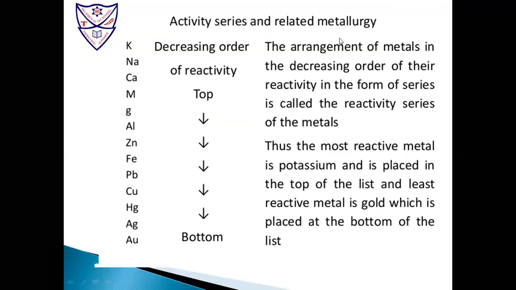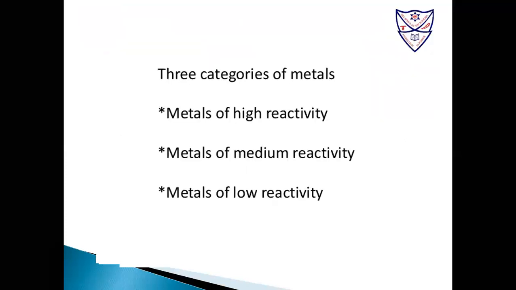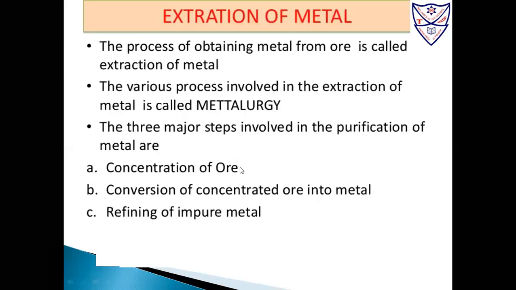So the arrangement of metals in the decreasing order of their reactivity, in the form of a series, is called what? The reactivity series of the metals. The first place is potassium, which is the highly reactive end, and the bottom is the low reactivity end. So there are three categories of metals: metals of high reactivity, metals of medium reactivity, and metals of low reactivity.